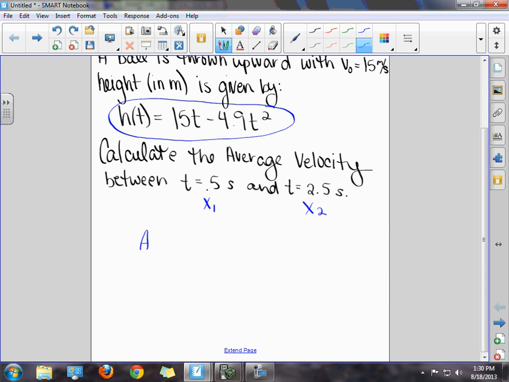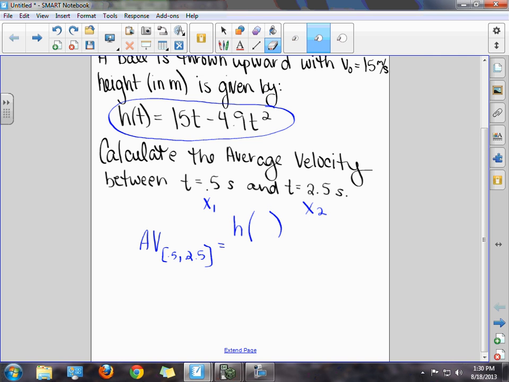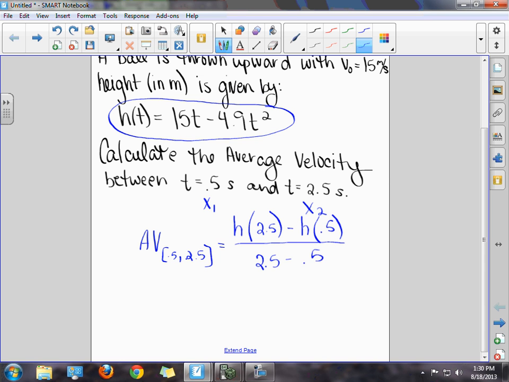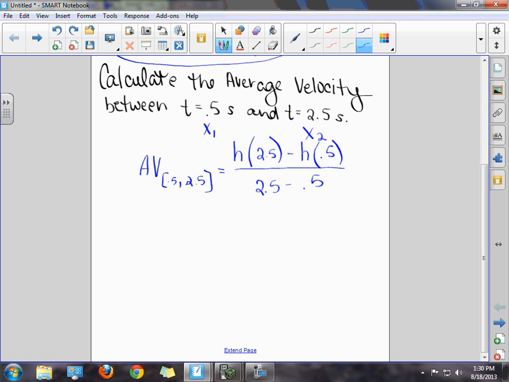So if we want the average, I'll write it like this: average velocity between 0.5 and 2.5. Then we want to take our height equation and find the height. Sorry, let's actually write it like this: the height when t is 2.5, so it's h of 2.5, and then subtract the height when t is 0.5, divided by 2.5 minus 0.5. So we're going to plug these into the function. I'm pretty sure you guys know how to find function values.